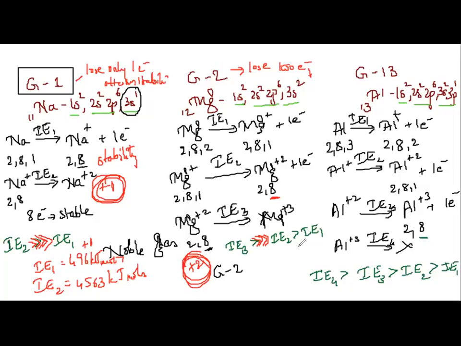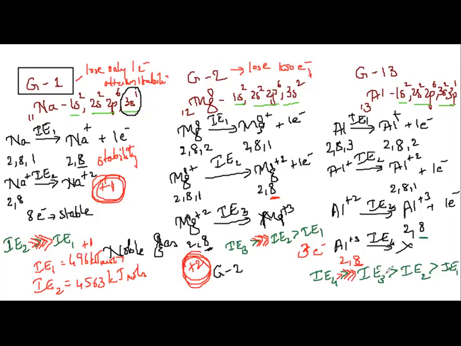Therefore, we say aluminium can lose a maximum of 3 electrons only. If you want to remove the fourth electron from the stable configuration of 8, then you need to apply a very high amount of energy. Therefore, we say the fourth ionization energy of aluminium is very high.